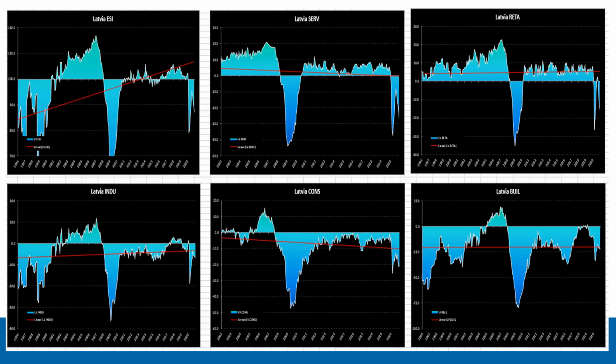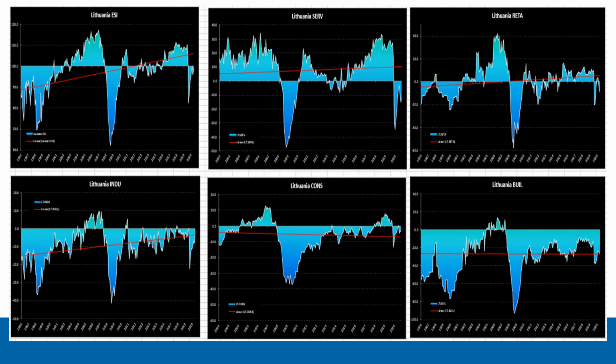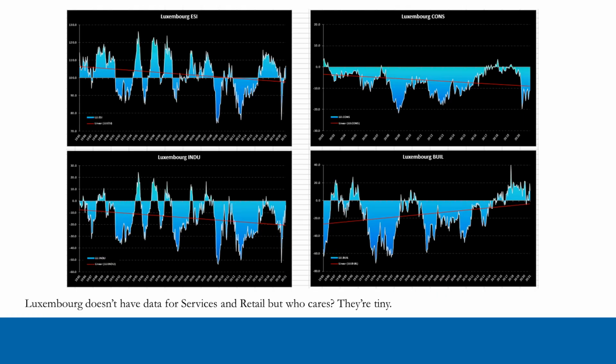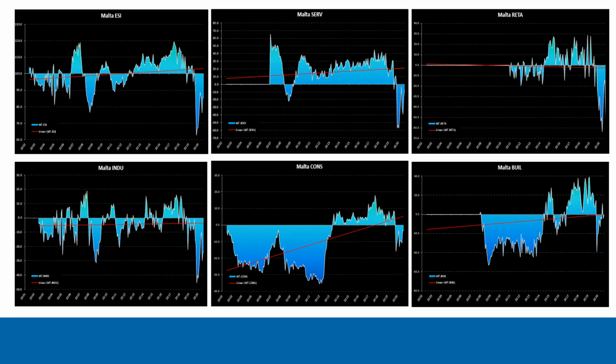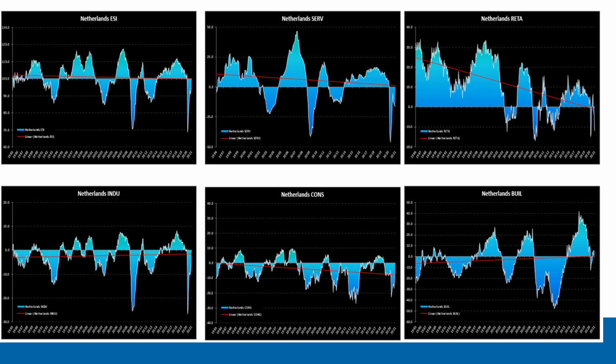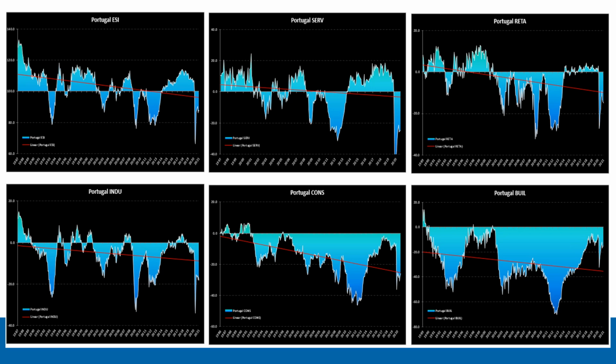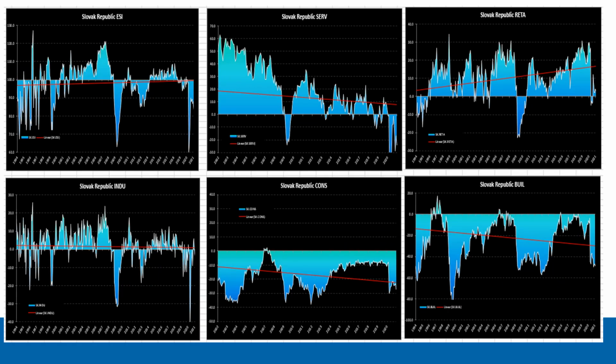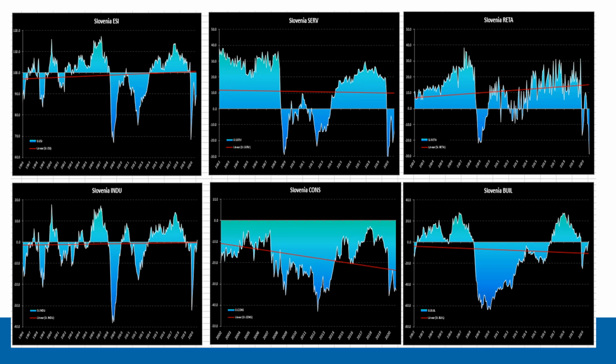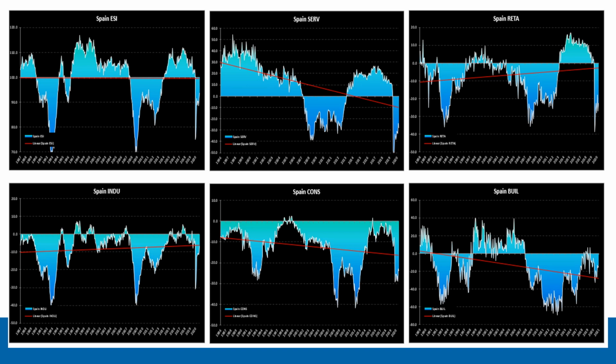Moving on to other areas within the Eurozone, Latvia, very small. We don't pay much attention to. We just fill in the data. Same with Lithuania. Luxembourg doesn't have data for services and retail, but who really cares? They're tiny. Malta, tiny, we don't pay much attention to. Netherlands, a decent size economy, we do pay some attention to it. Portugal, decent size. Slovakia, Slovenia, we don't pay much attention to. And then we come to Spain, which we do pay some attention to.